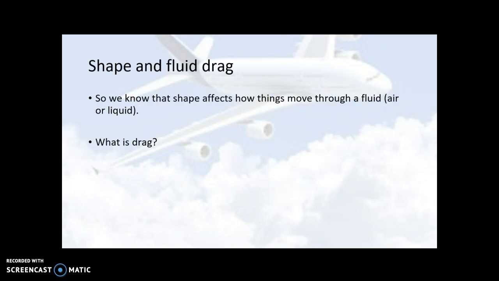So we know that shape affects how things move through a fluid, which is an air or a liquid. But what is drag? Think back. We have a force that we can use to help us describe what drag is. It's friction. So frictional resistance of an object that is moving through a fluid has its own term called drag. It slows it down, but it's still a friction.